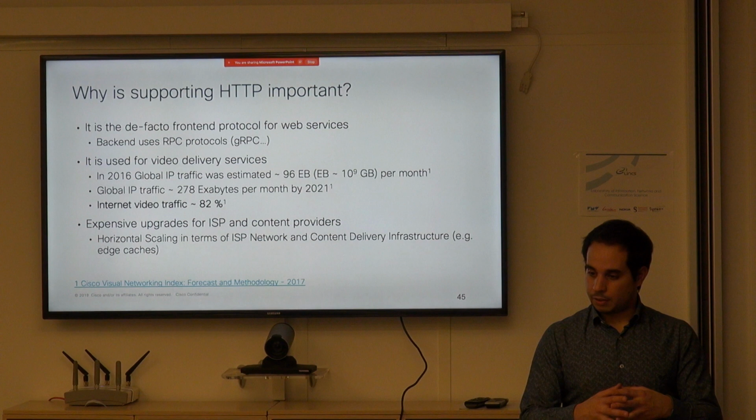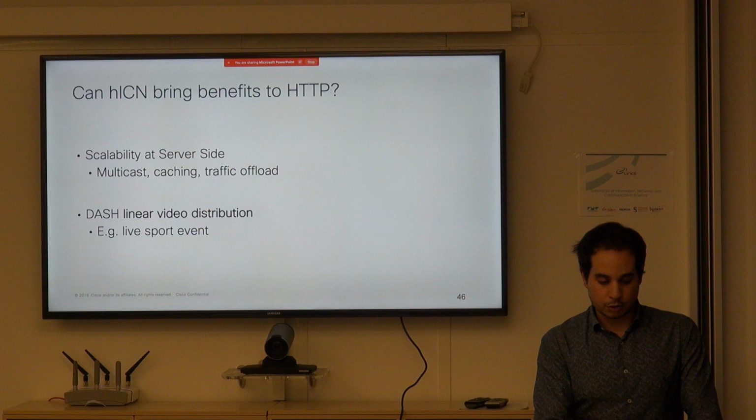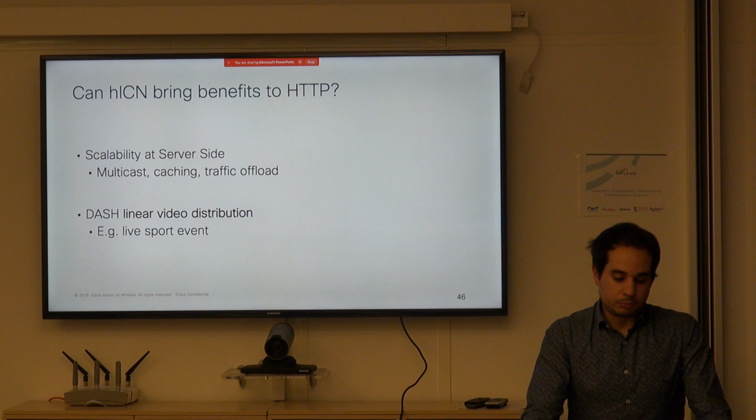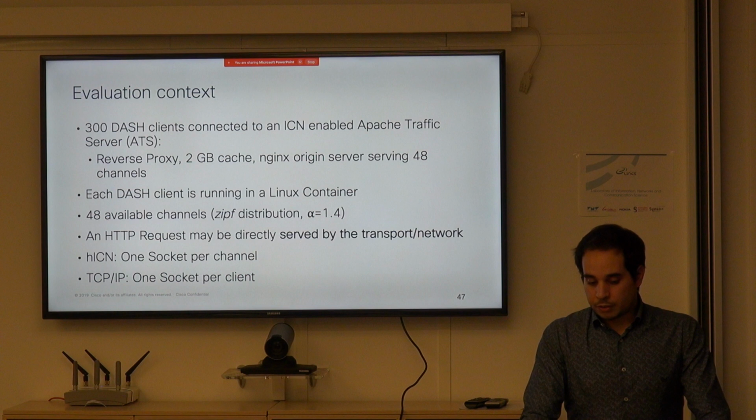So in particular, the benefits you can bring to HTTP are three: multicast, caching, and traffic offloading. For evaluating this, we took into consideration one example, which is linear video distribution. In particular, we can think about a live sport event seen by thousands of people. And for our context, we limited the number of people to 300.